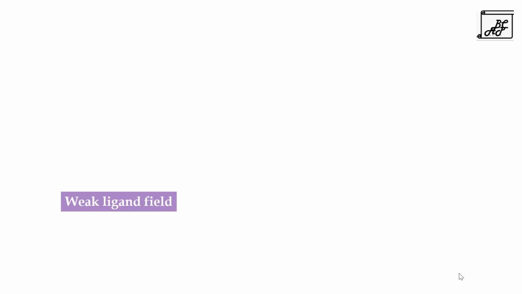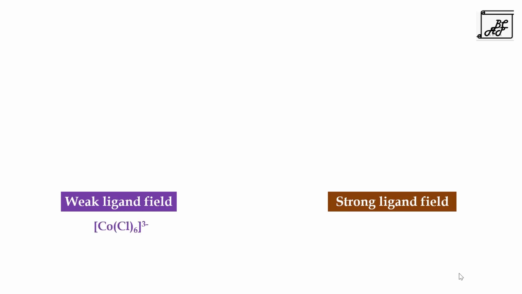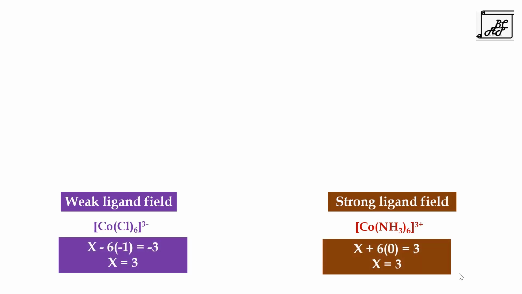Let's understand this with the help of an example. Here we are considering both ligand fields, a weak ligand field and a strong ligand field. For the weak ligand field, I am taking the example of [CoCl6]3-, and for the strong ligand field, I am taking the example of [Co(NH3)6]3+. In both cases, if we calculate the oxidation state, it comes out to be 3. Cobalt, atomic number 27, has the electronic configuration argon 3d7 4s2. Up to argon, 18 electrons get filled up. Then the next 2 electrons enter the 4s orbital and the remaining 7 electrons get filled into the 3d orbitals. For cobalt in the plus 3 oxidation state, 2 electrons are removed from the 4s orbital and 1 electron from the 3d orbital. The electronic configuration is 3d6.